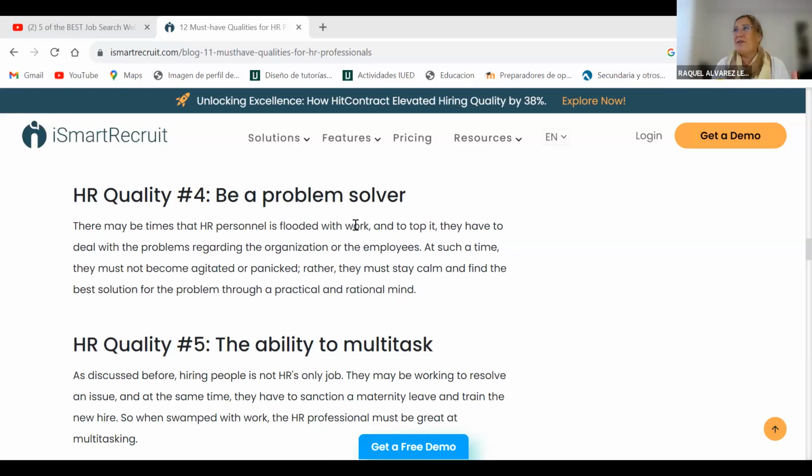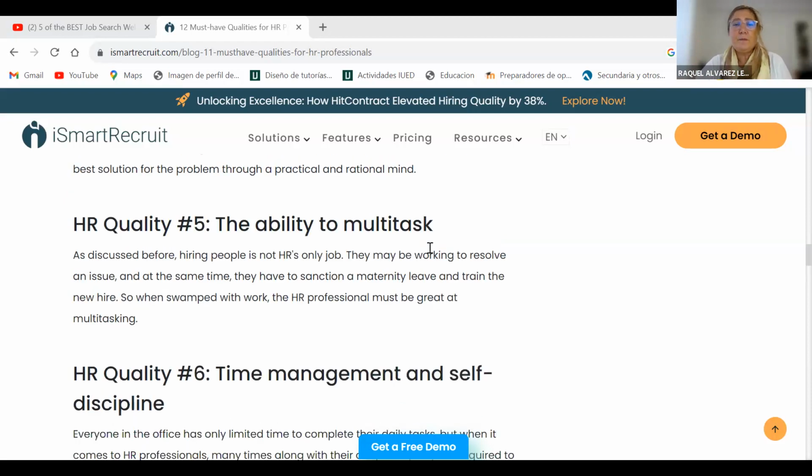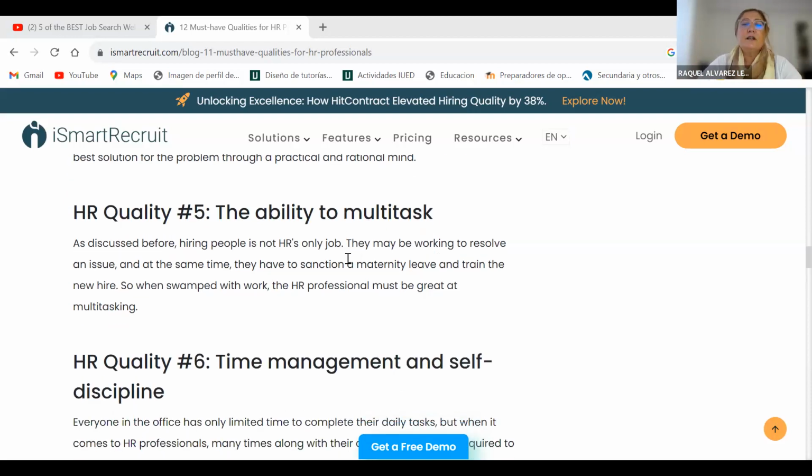So you are going to have a lot of problems when you are in the human resources area, because you have to deal with a lot of kinds of workers, and sometimes the employees have complaints, or problems. So you have to be practical, you have to have a rational mind, and you have to be a problem solver. So also it's important to have the ability to multitask, okay?